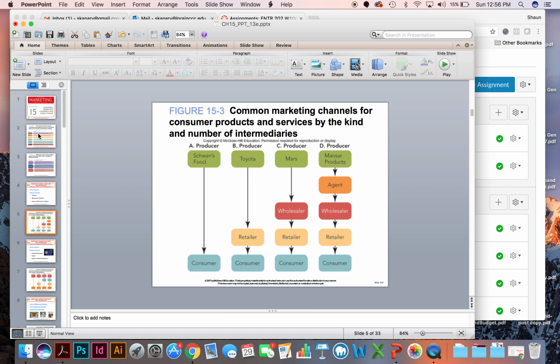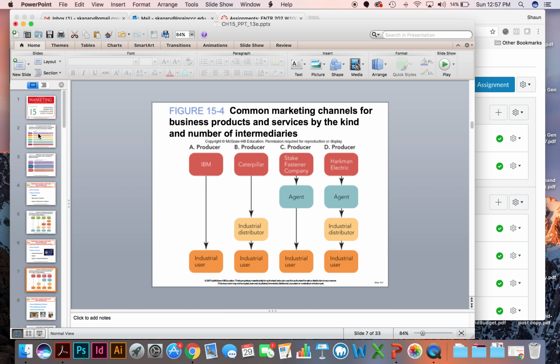So it's important when we talk about supply chain management that we understand how many intermediaries there are in between and the types of products and services being offered by those intermediaries. So when we talk about this too, these are some of the common marketing channels for business products. This right here was consumer products. So let's talk a little bit about business products.